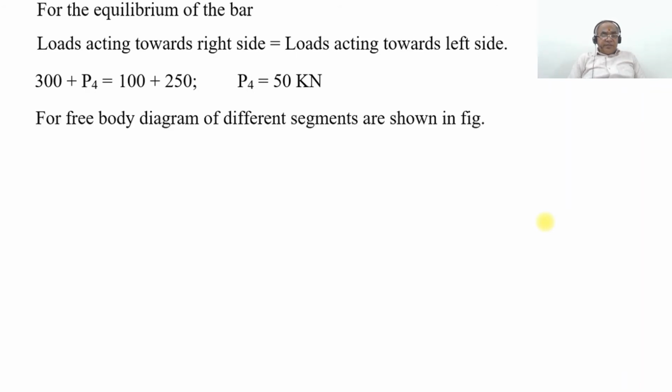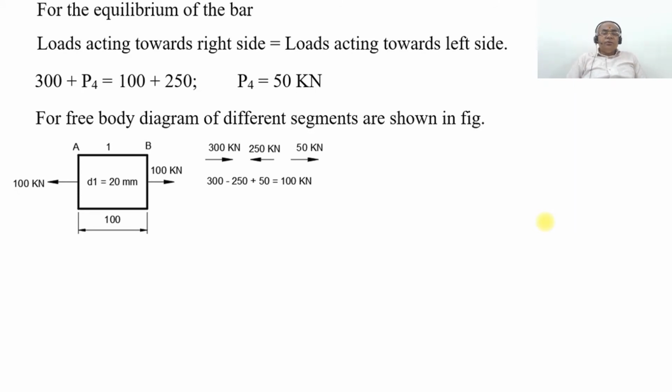What does the free body diagram say? When considering the segment AB, we have 300 on the plus side, 250 on the minus side, and 50 on the plus side. The load acting towards the right side, which is tensile, is positive on the right end, and the load acting towards the left side on the right end will be minus. So 300 plus 50 minus 250 will be equal to 100 kilonewton. On the left hand side, it is already 100 kilonewton. Therefore, AB is in equilibrium, having a diameter of 20 mm and a length of 100 mm, with a tensile load of 100 kilonewton.